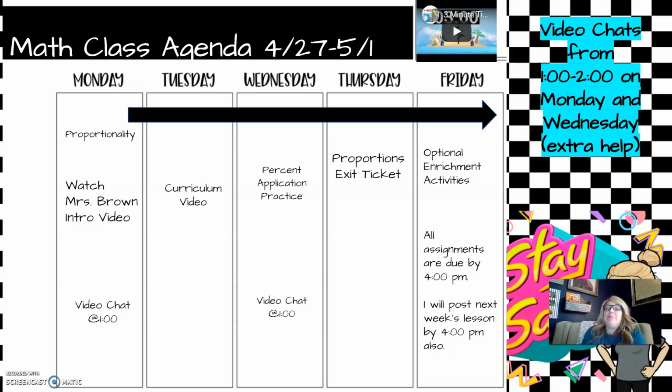So this is a sample agenda that you could follow. You need to follow the order that's on the agenda. You don't necessarily need to follow the days of the week that I have everything laid out. Remember that we're doing video chats on Mondays and Wednesdays. On Monday, you could watch my intro video. On Tuesday, you could watch the curriculum video and follow along, have scratch paper. On Wednesday, you could do the percent application practice, which is a Google Slides that you can edit. And then Thursday, it's a proportion exit ticket. And then Friday, you could work on optional enrichment activities if you would like to. And then remember, everything is due on Friday afternoon at 4.